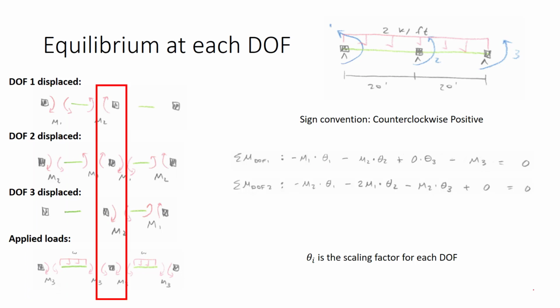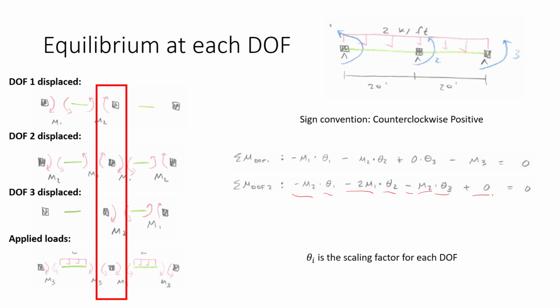Moving to degree of freedom 2, now we'll be adding up all of the moments on the center node during all of these actions occurring simultaneously. So once again, moving from top to bottom. At the top, we have M2 acting clockwise with the negative sign times the scaling factor. At the center node, we have M1 acting twice clockwise times the scaling factor. For degree of freedom 3, we have M2 with the negative sign because it's clockwise times the scaling factor. For the applied load, we have M3 in one direction and M3 in the other direction, which balance out to 0.